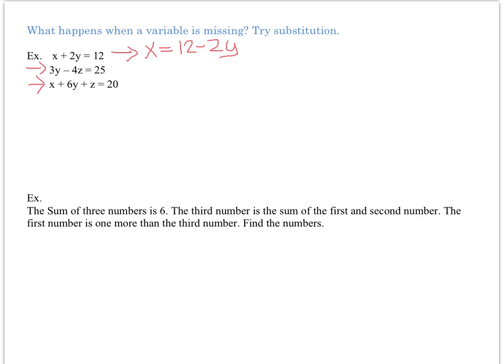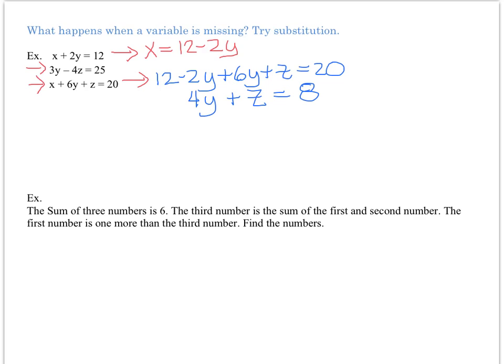in the third equation. So now this third equation, with a new name for x, is going to read, instead of x, it's going to start off with 12 minus 2y, and then plus 6y plus z equals 20, and I'm going to combine some like terms. So 6y minus 2y gives me 4y plus z equals, subtract 12 from both sides, gives me 8. That's lovely.